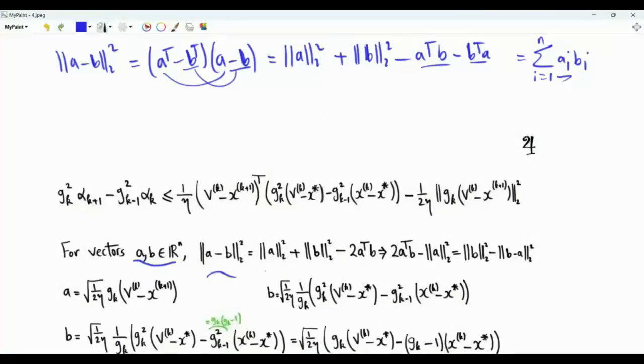So the L2 norm squared of A minus B is the L2 norm squared of vector A plus the L2 norm squared of vector B minus 2A transpose B. Rearranging the terms, we get that 2A transpose B minus the L2 norm squared of A is equal to the L2 norm squared of B minus the L2 norm squared of B minus A.